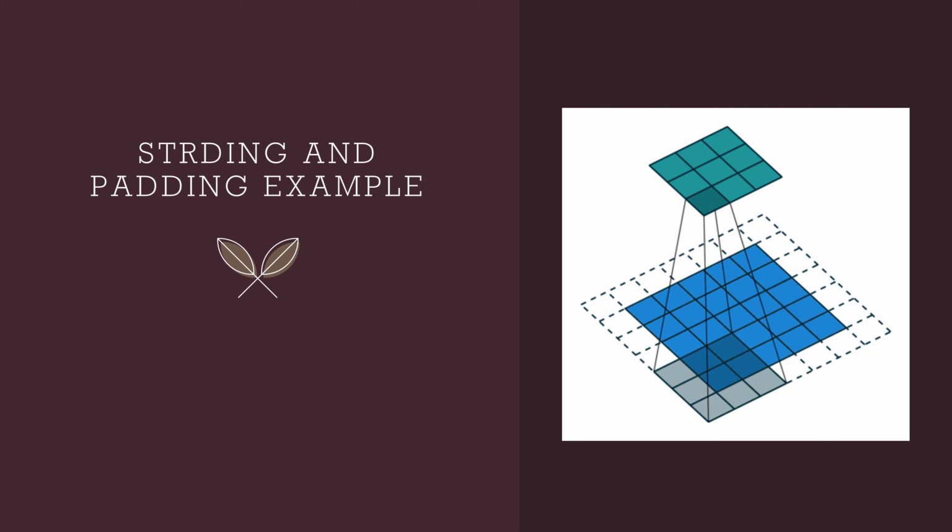Now, let's discuss an example of striding and padding. As you can see here, the input image is padded by one layer of zeros, and the 3x3 filter is slid over the image by leaving a pixel in between, which means here the stride is 1.